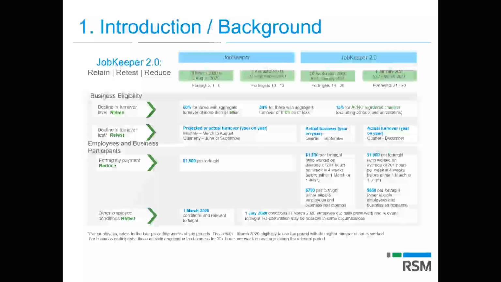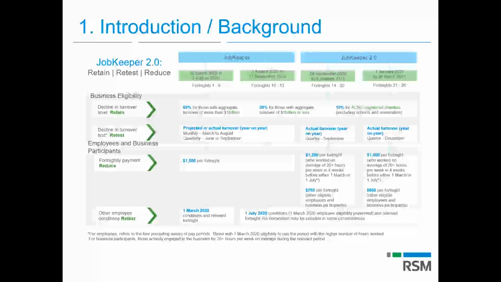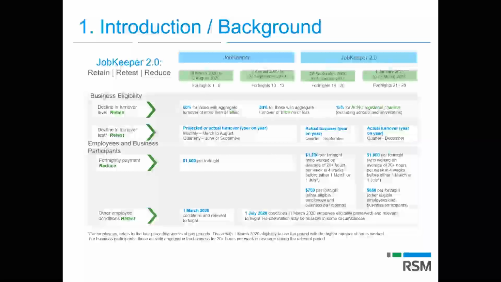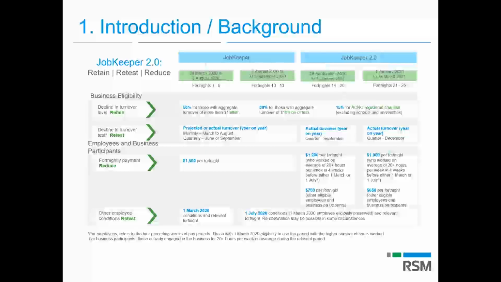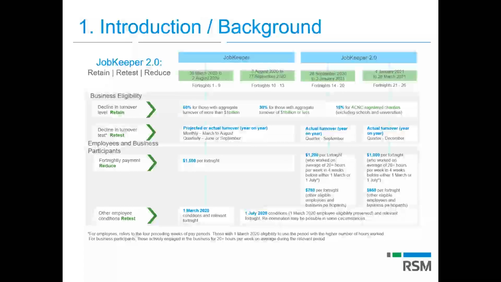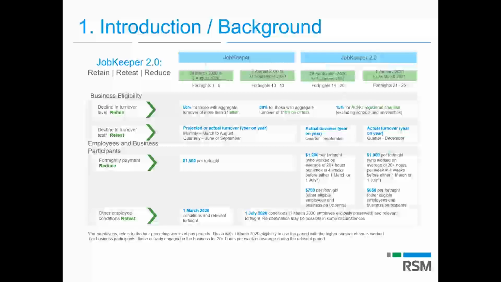And the reduce element is really just looking at the fact that the JobKeeper 2.0 scheme is really designed to help smooth out the otherwise financial cliff that would have resulted if JobKeeper 1.0 was the end of the line. So really, to help bring this summary to life, I'll hand over to Michael, who will step us through some of the basics of JobKeeper 2.0.